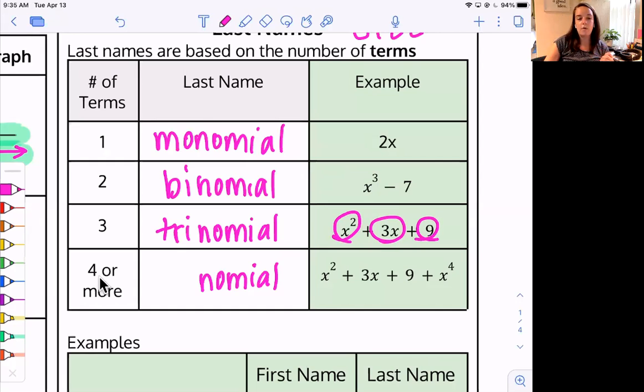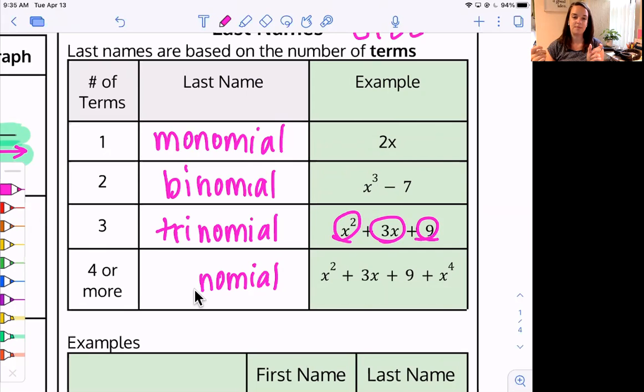And then 4 or more. So if it has 4 pieces or more, Moses, that's such a good idea. Quad is a perfect name for 4. However, it has to mean 4 or more. So it's actually that one that means many. Remember from the beginning what part means many?